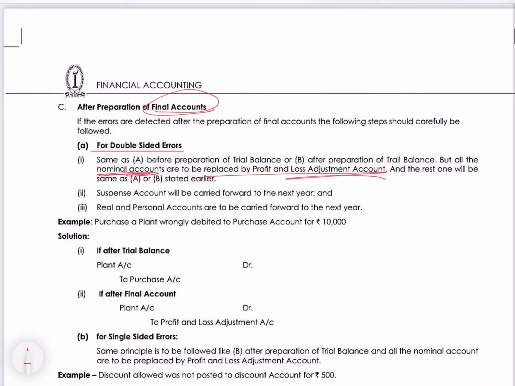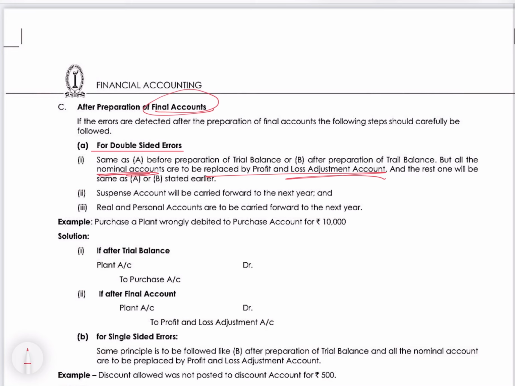But if it is nominal accounts, they will be replaced with P&L adjustment, because after preparation of financial statements, all expenses and income will go to P&L account. Okay. So all the ledgers are closed. So after that, if you are rectifying, your ledgers are not available to rectify. So we will hit it to P&L adjustment account.